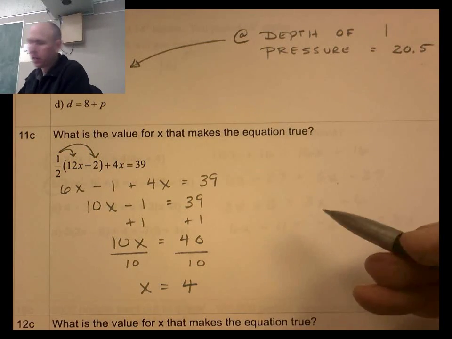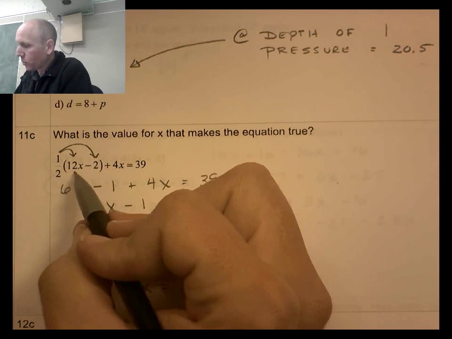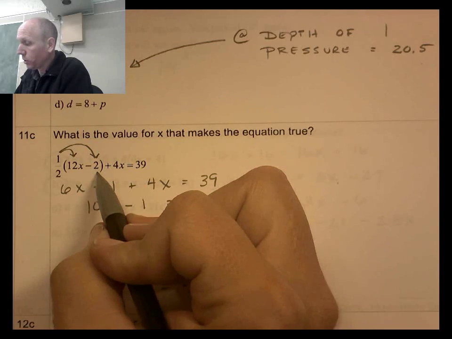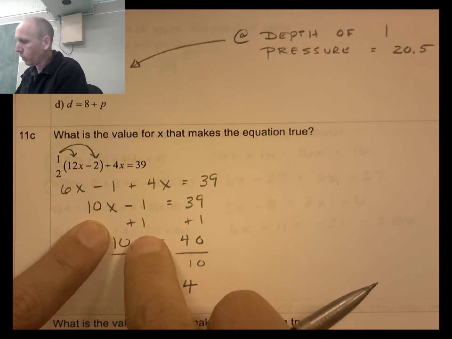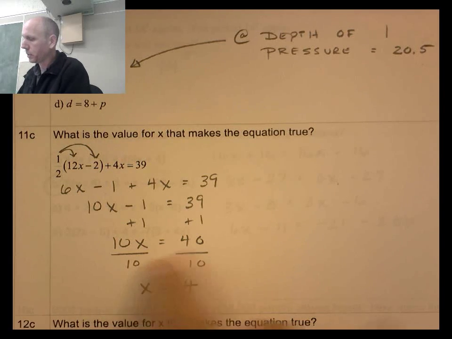What is the value for x that makes this true? I'm going to distribute the 1/2. Half of 12 is 6. Half of negative 2 is negative 1. Combining like terms into a 10. Adding 1 to both sides takes that to a 40. 10x equals 40, so x equals 4.